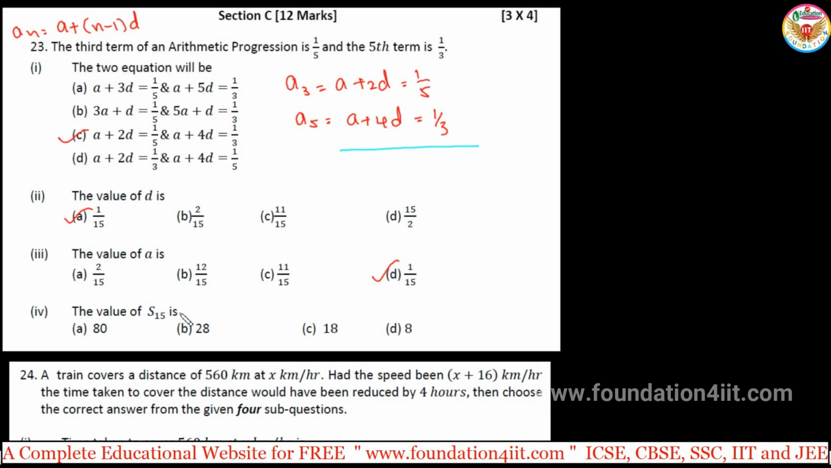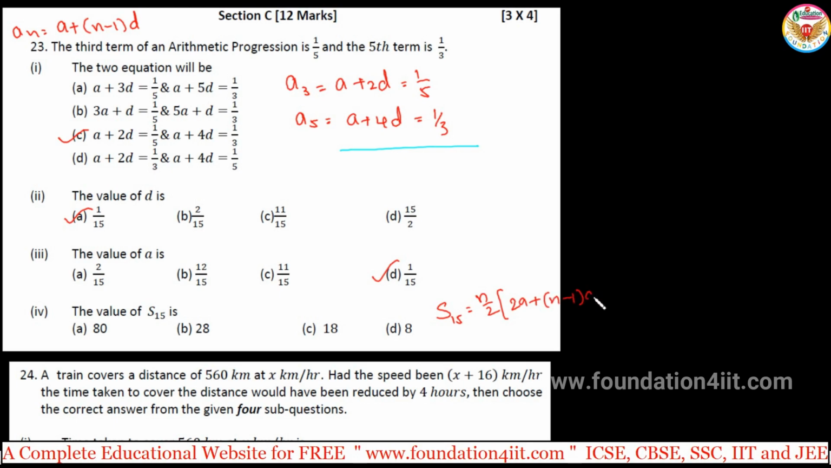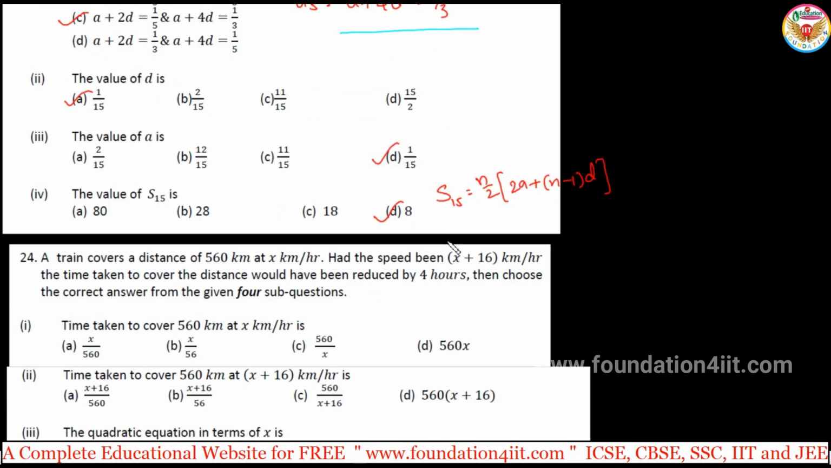Then the value of S15, the sum of 15 terms. So S15 is n by 2 into 2a plus (n minus 1) into d. Apply this formula, so 14d, n minus 1, where n is equal to 15. So 2a plus, substitute the a value and d value here, and we'll get that. So we'll get option B. Just to verify this, these are the answers.